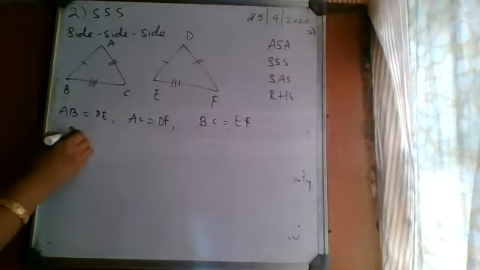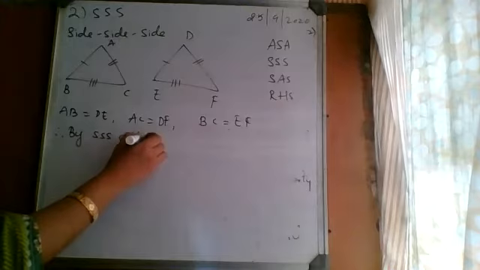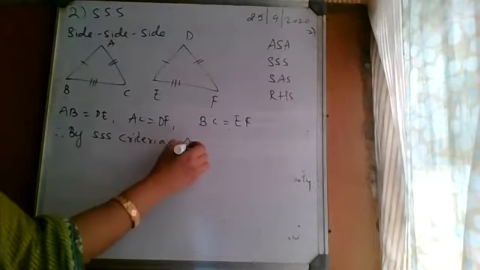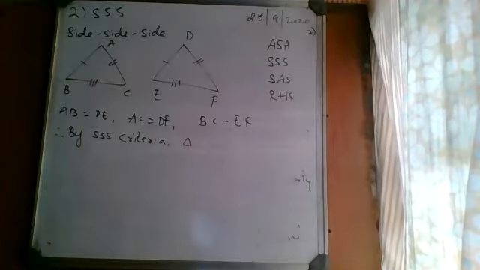Therefore, by SSS criteria, what are these two triangles called? Dear students, what is this triangle called?